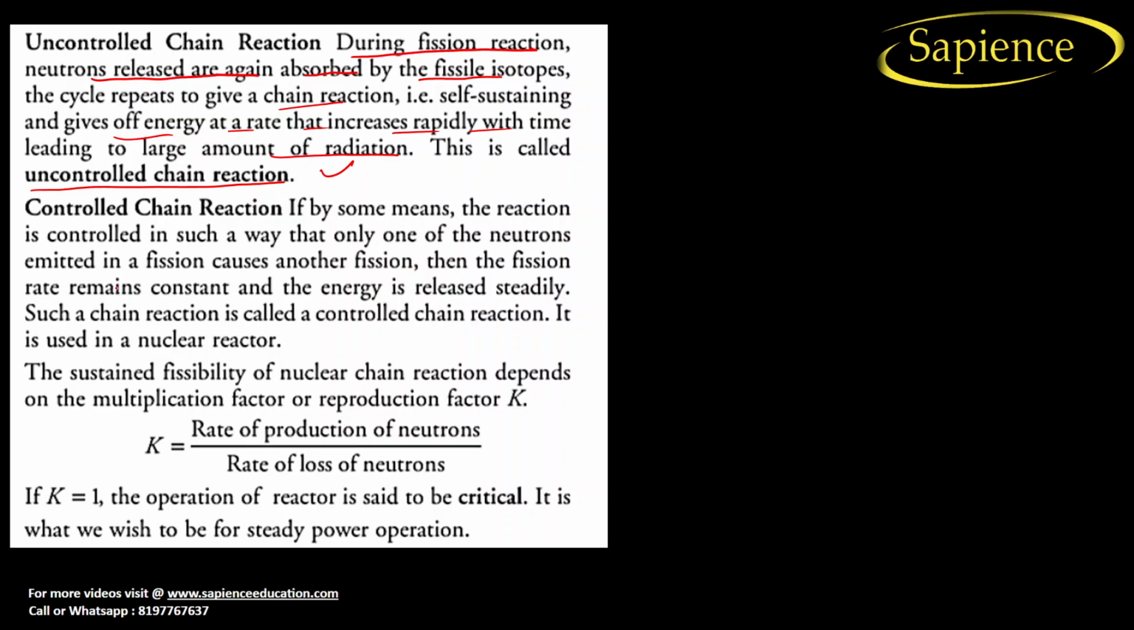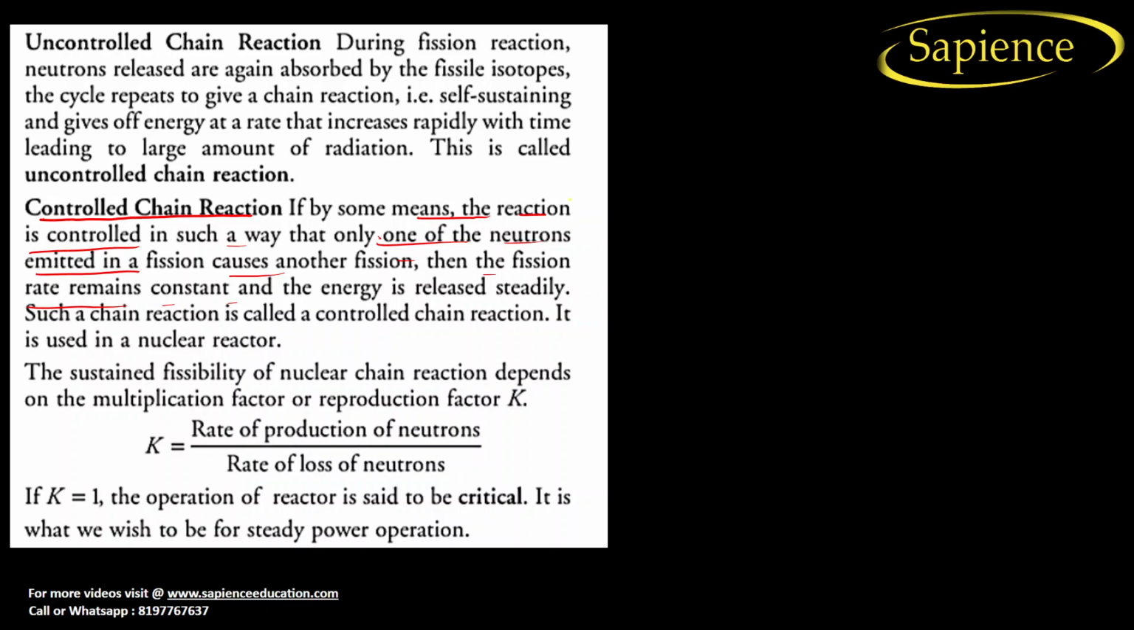But now let us consider the controlled chain reaction. Now it is time to utilize this whole energy in a positive manner. So if you want to utilize this, what do we need to do? A controlled chain reaction happens if the reaction is controlled in such a way that only one of the neutrons emitted by the fission causes another fission, then the fission rate remains constant.